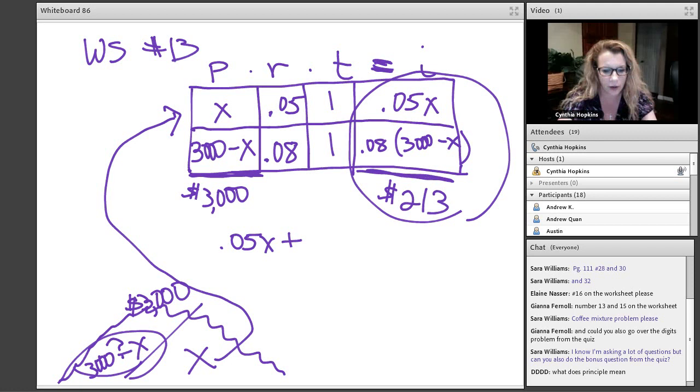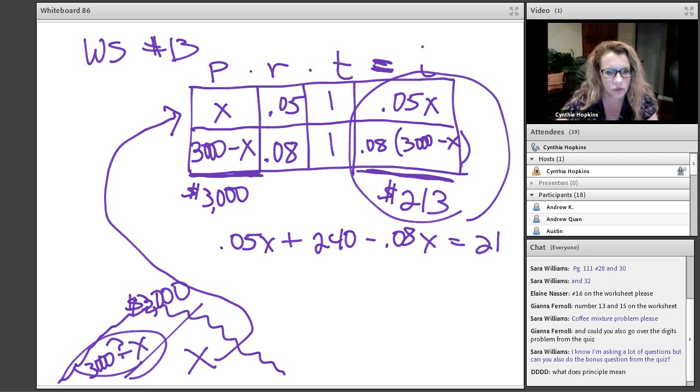So let me use my calculator, I have a real calculator. 0.08 times 3,000 is 240 minus 0.08x equals 213. Okay, so if I take 0.05 and subtract 0.08, the coefficients of x, I get negative 0.03x. And that might bother you that I got a negative, but look at what happens on the other side of the equal sign. When I take 213 and subtract 240, I get negative 27.